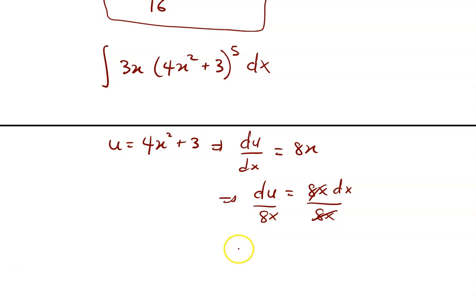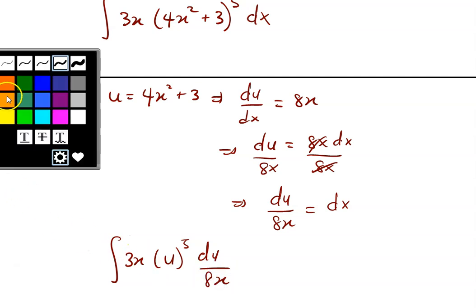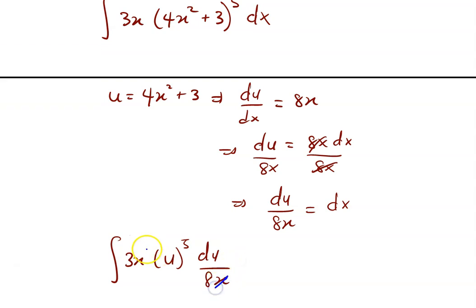So at the end, what do I have? I'm going to get du on 8x equals dx. Now that I know the value of u and I know the value of x, I can substitute the expression into the first integration. So what do I get now? I'm going to get an integration of 3x into brackets u exponent 5, then we have du on 8x. So now you can clearly see that the x cancels the x here, right?